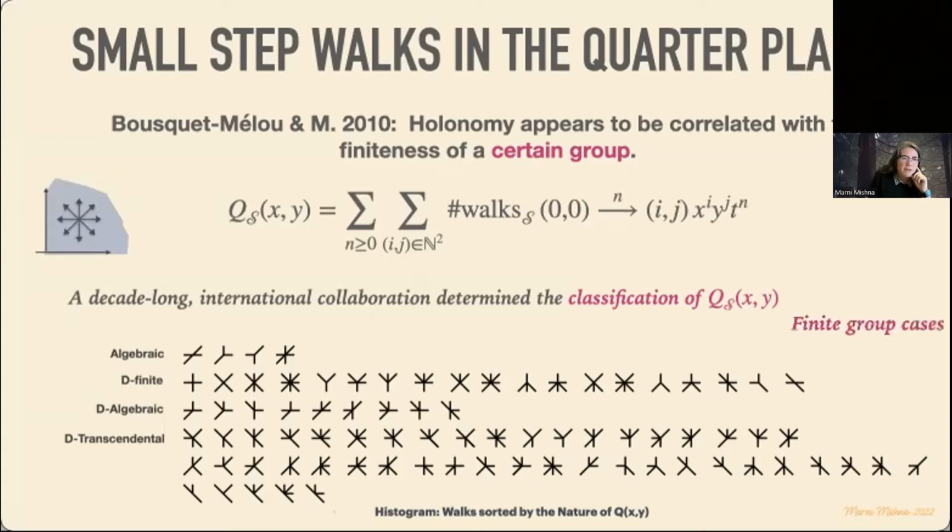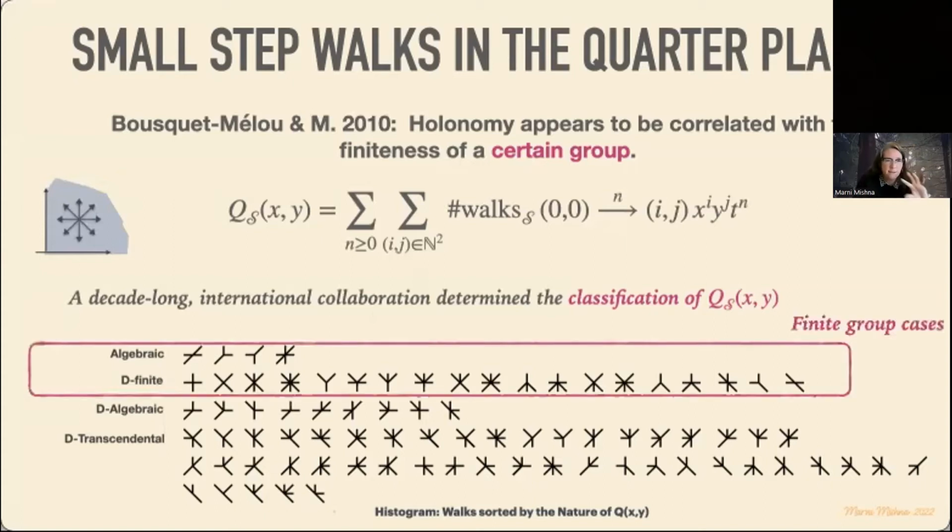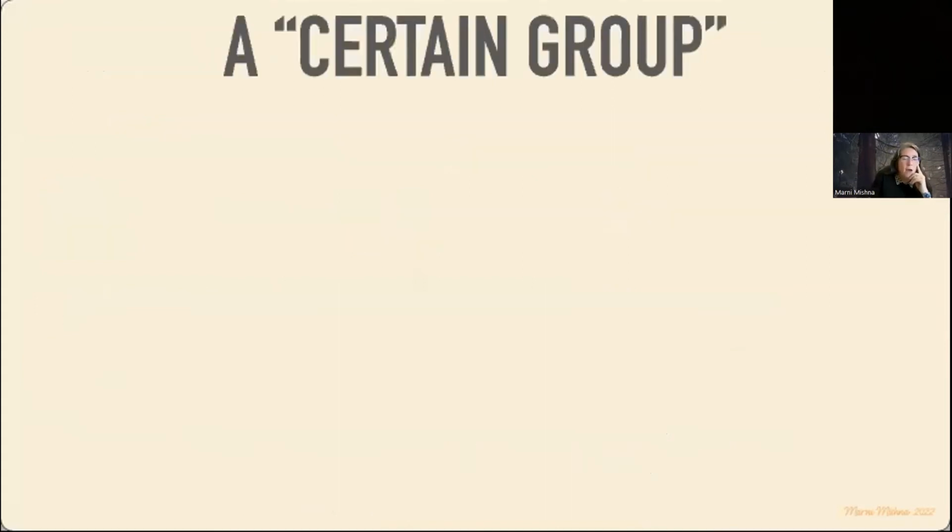And we had conjectured that when this group, which I have not described for you yet, but I'm going to show you a picture, when it's finite, that's going to give you the structure that you need for the generating function to be D-finite. Okay, and that turned out to be true. Okay, so let's go into what this group means. So we said that D-finiteness appeared to be, and then it was confirmed that it's correlated with a certain group.